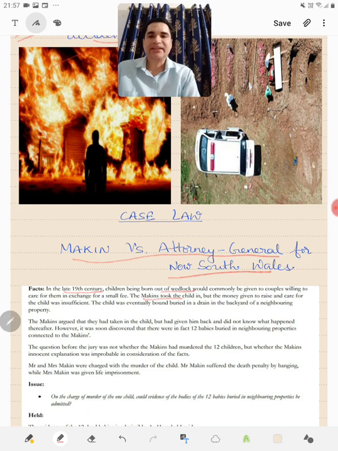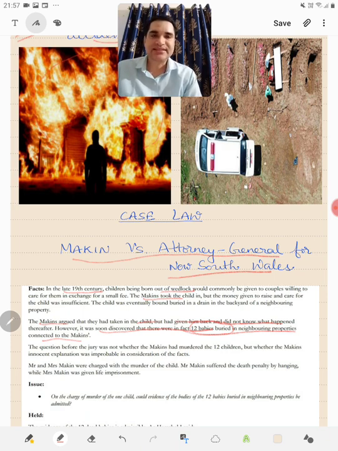Now what Mackin argued is that actually the husband and wife argued that they don't know they had taken the child, but after sometimes they gave it back to the original parents, and thereafter they don't know what happened. Now, what happened is that it was soon discovered when the neighboring property was inquired upon or dug upon. They found 12 babies buried in the neighboring property and connected to the Macons.